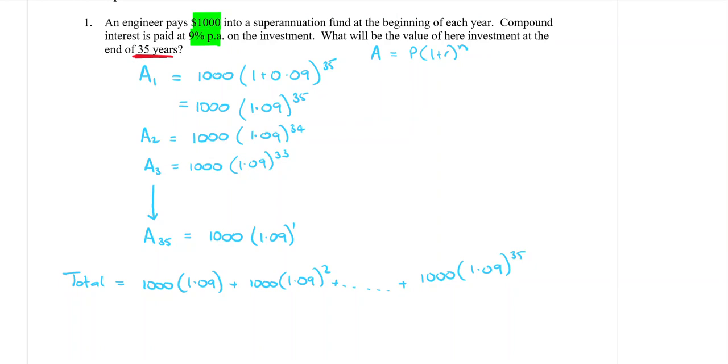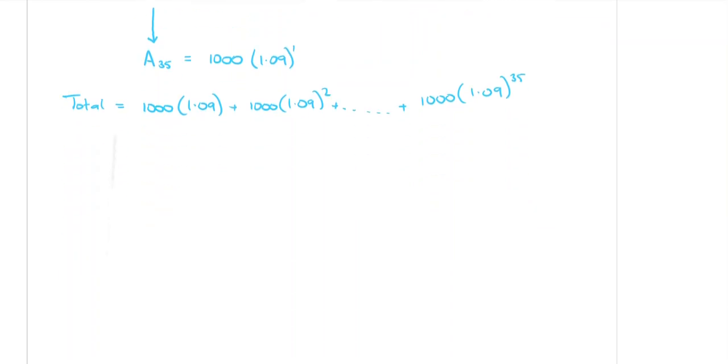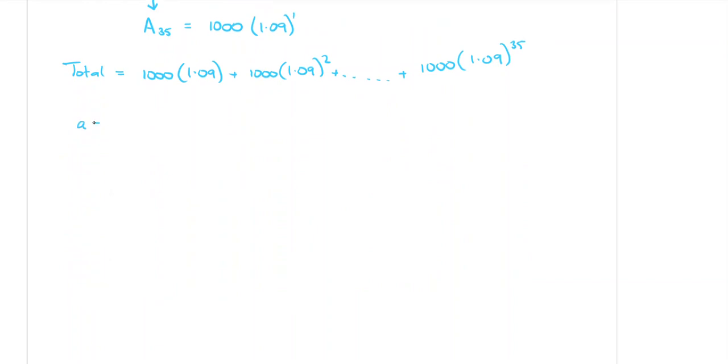If I want to sum that series, it's a geometric series. I use my geometric series formula, which has A equal to 1,000 times 1.09. That's my first term. R, as I'm going along here, each term in that series is getting multiplied by an extra 1.09. So that's R. N, how many terms do I have? Started at 1 and went all the way up through to 35, so I have 35 terms. So N is equal to 35.